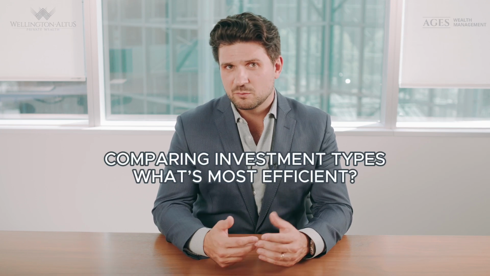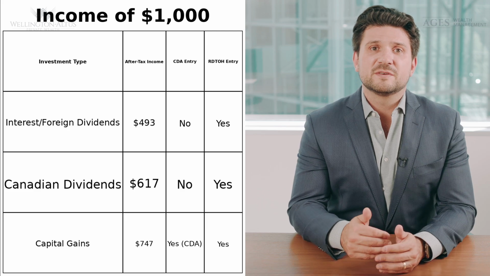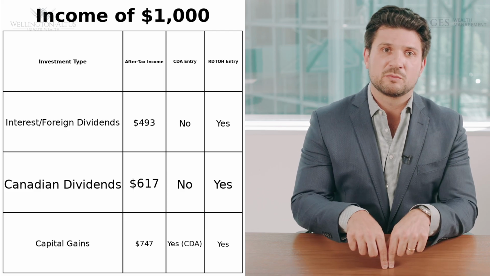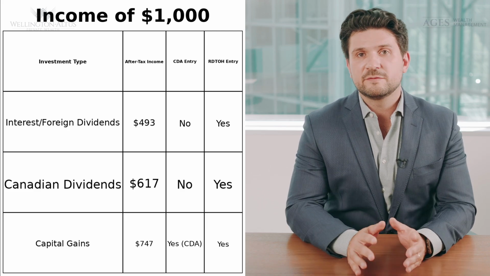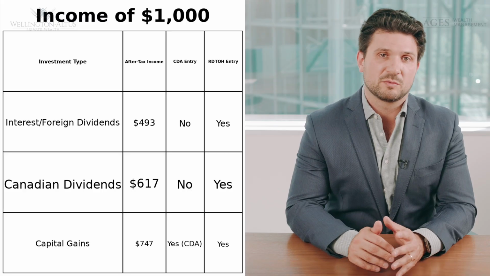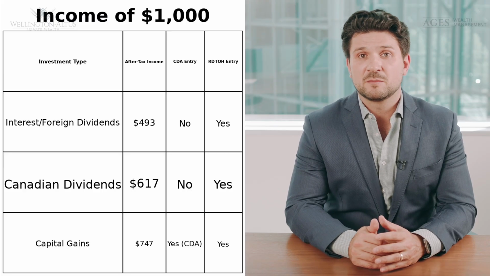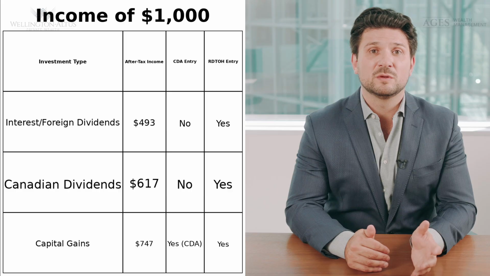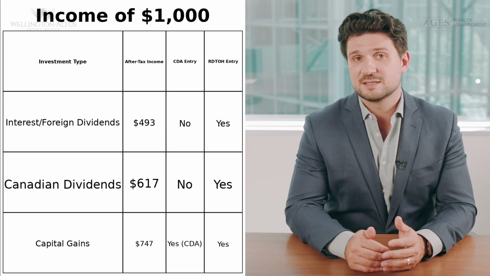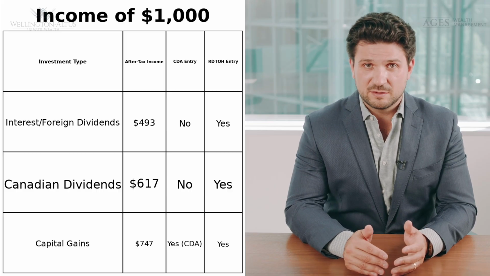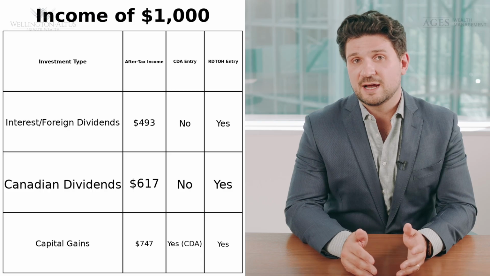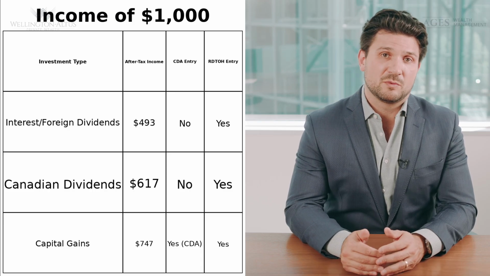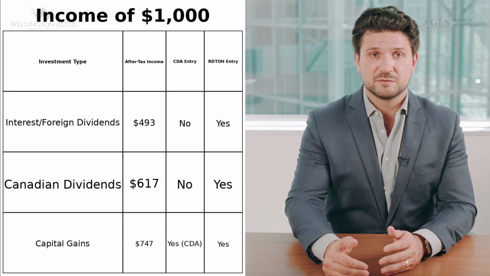Comparing investment types, what's more efficient? Let's look at how different investment types perform inside a corporation after tax. Not all investment income is taxed the same inside a corporation. Interest and foreign income are taxed the most, leaving only $493 after tax. Canadian dividends are more efficient, leaving you with $617 after tax. Capital gains come out on top with $747 in after-tax value. Plus, capital gains added to your capital dividend account allows you to eventually pay out some of that gain tax-free.